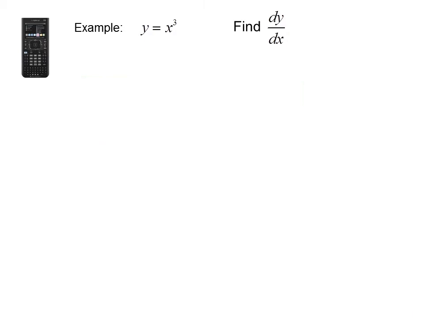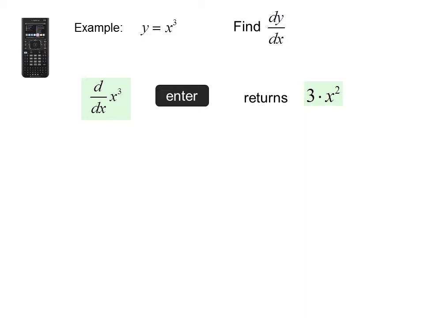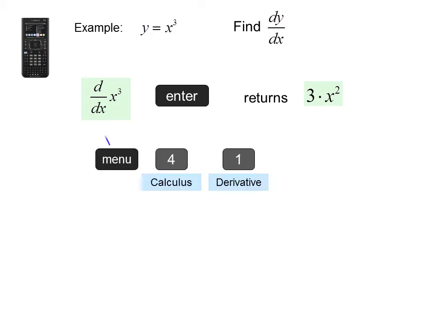Example, y equals x cubed. Find dy dx. So we enter into the calculator d dx x cubed, which returns 3x squared. We find the derivative template by pressing Menu, 4, which is calculus, and 1, which is derivative.